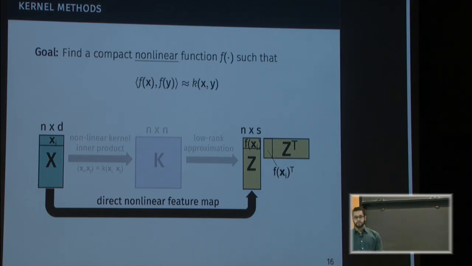ZZ transpose will be close to K, no? Yeah, it would be close to K. So then if S is more than D, why not take an eigendecomposition of XX transpose? Oh, because my mapping from X to K is nonlinear. It uses those nonlinear kernel inner products. So even if I could eigendecompose X, I don't get an eigendecomposition of K.